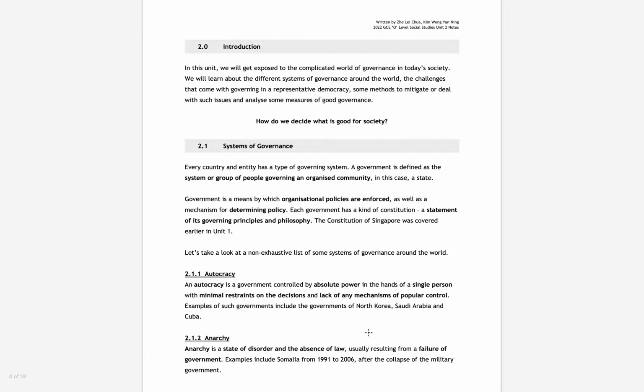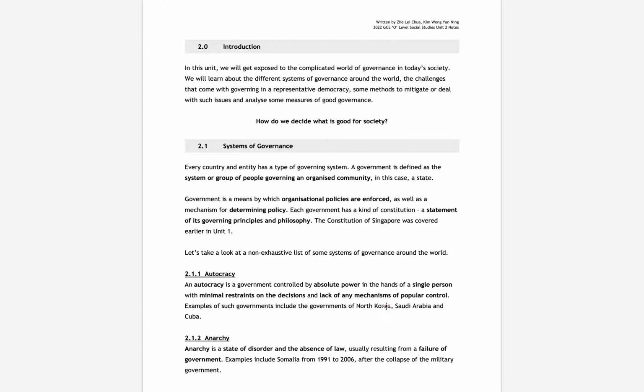Okay, so the overarching question for this lecture is how do we decide what is good for society? This is a unit where you get introduced to the concept of governance. Okay, specifically understanding the different types of systems of governance, the challenges that come with governing in a democracy, as well as some measures of good governance. So we're going to see what is considered to be good leadership or good governance in today's world.